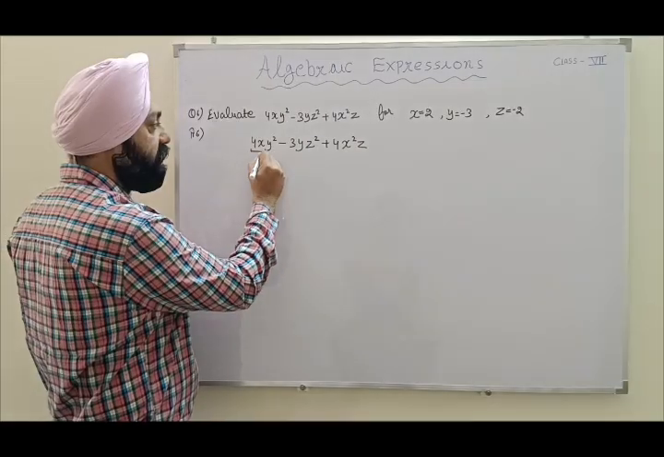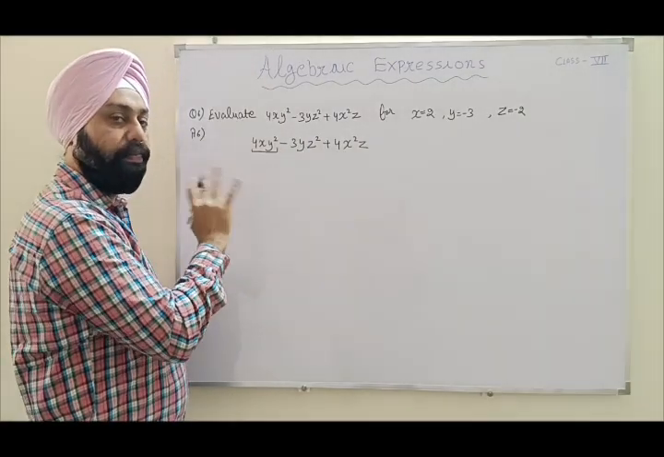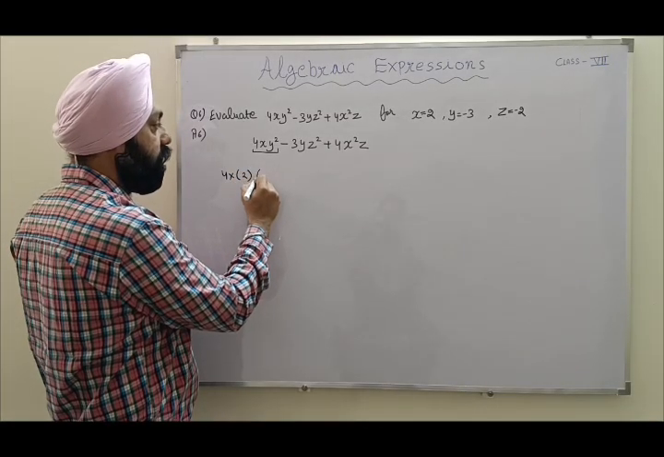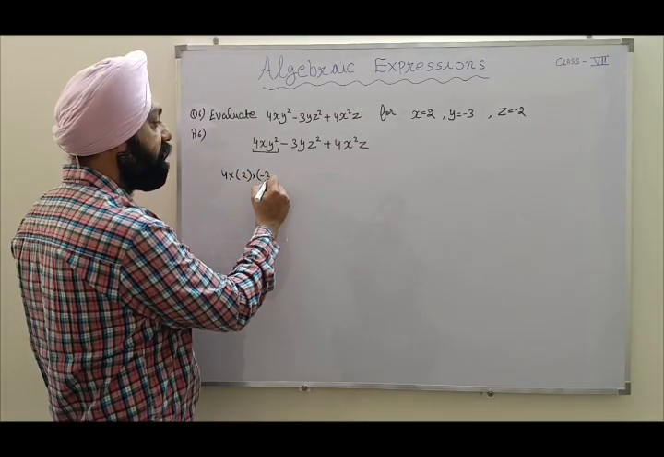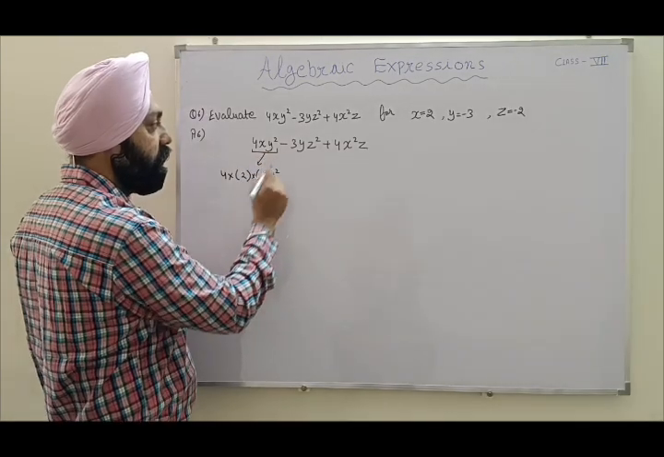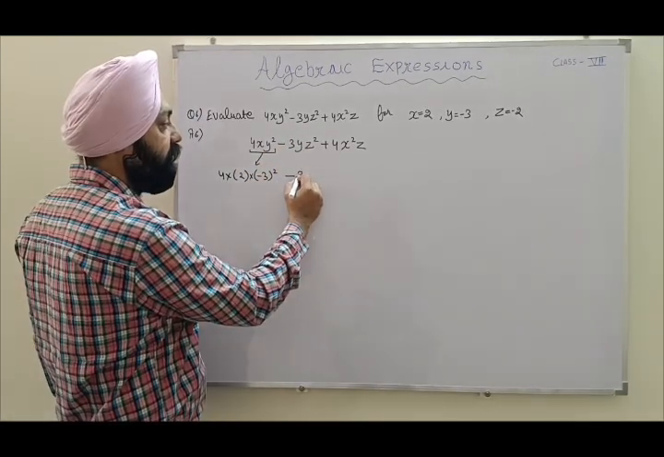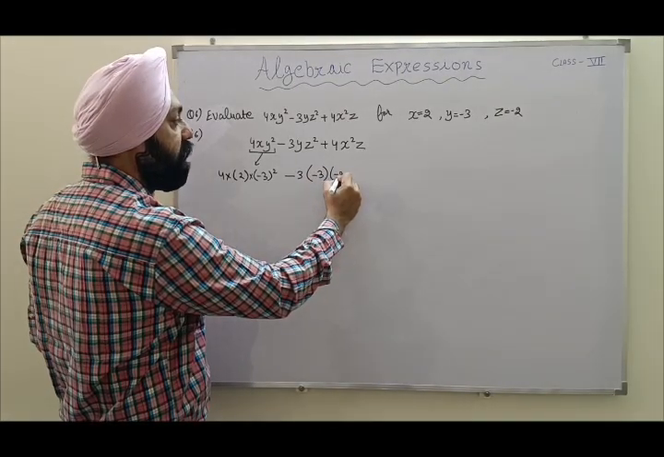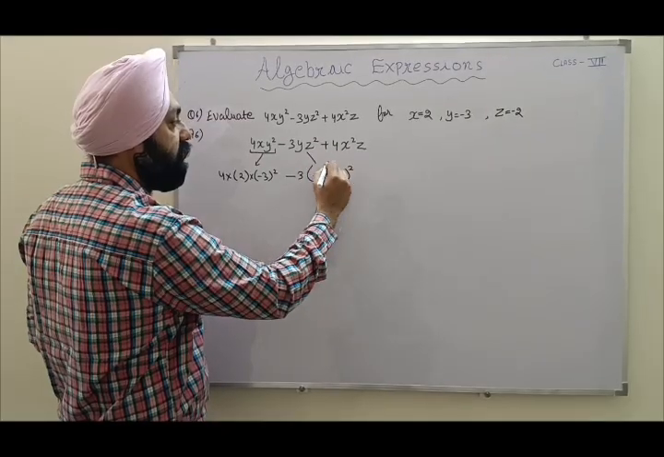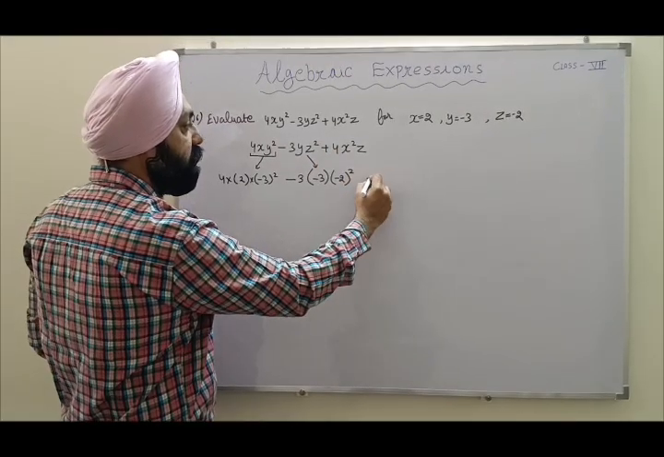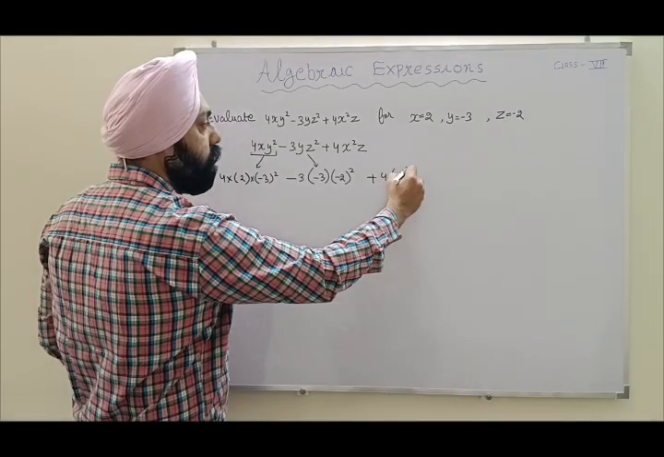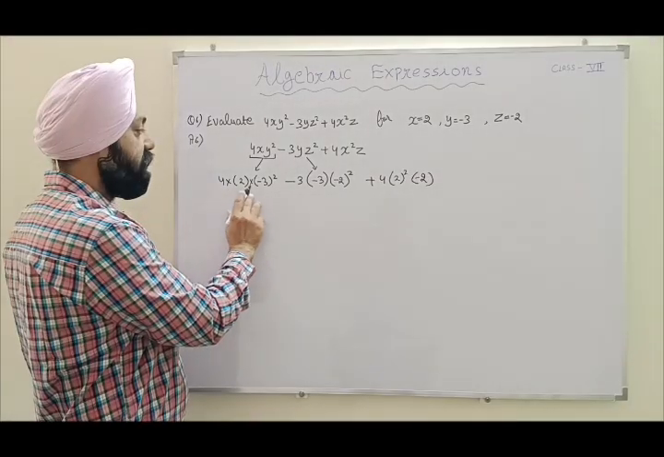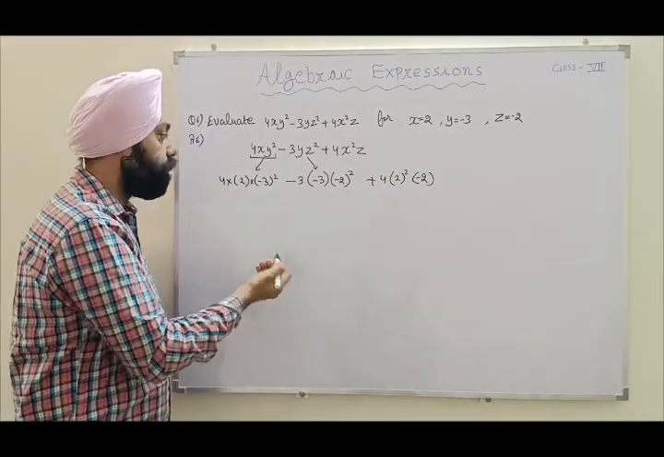So 4x and y square. All these three factors are getting multiplied with each other. So 4 into, in place of x I can write 2. In case of y I can write minus 3 and square. So this is done. We have a negative sign. Then we have 3. For y we will put minus 3 and for z we can put minus 2 square. So this also is done. Then we have plus 4, 2 square and minus 2. We can put these multiplication signs or we can write it like this also.